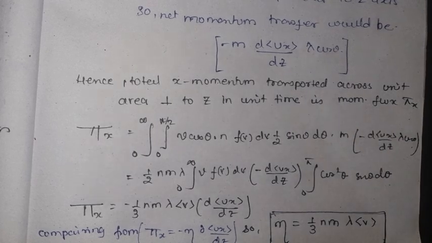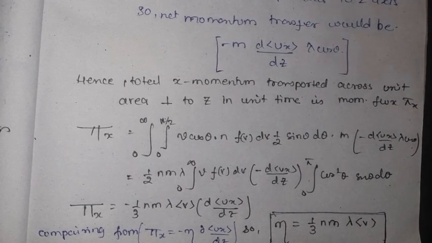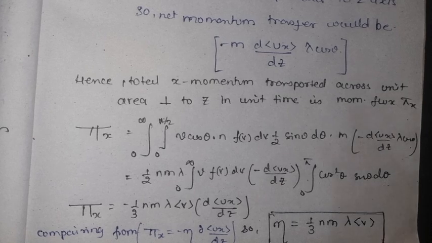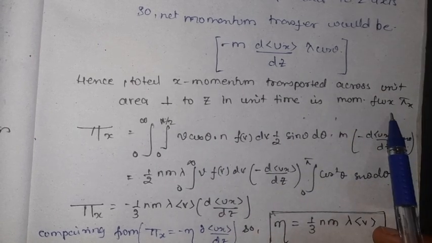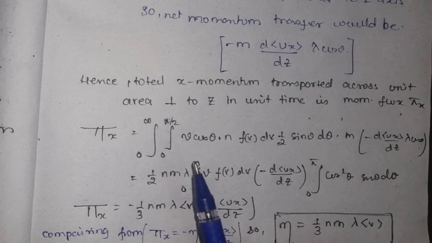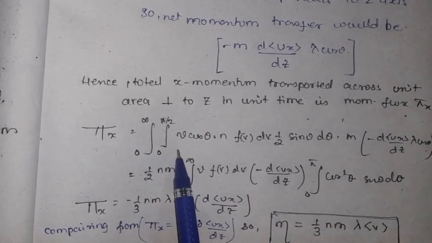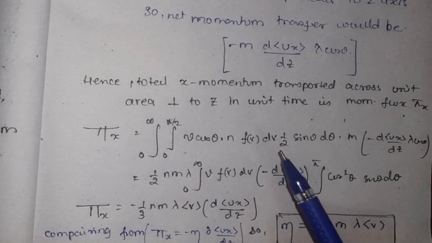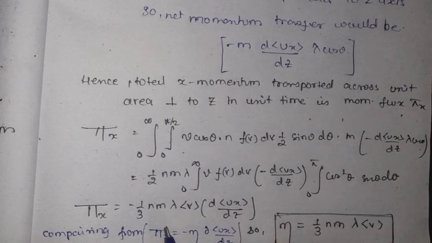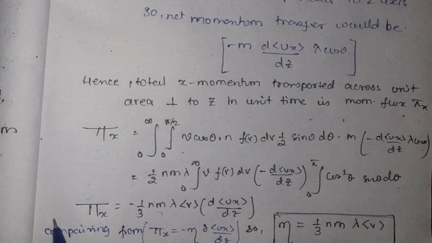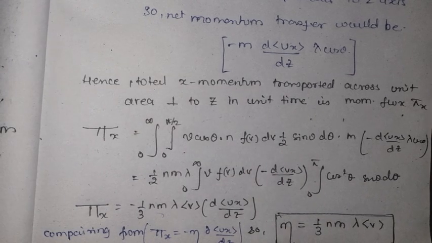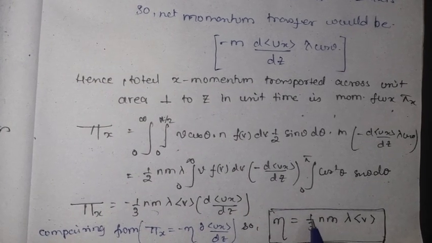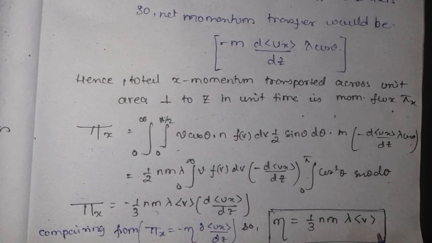Hence total x momentum transported across unit area perpendicular to z in unit time is momentum flux. So the momentum flux would be this, and after calculating we will get this, and comparing this value from pi x is equal to minus eta dux upon dz, we will get eta is equal to 1 upon 3 nm lambda v.